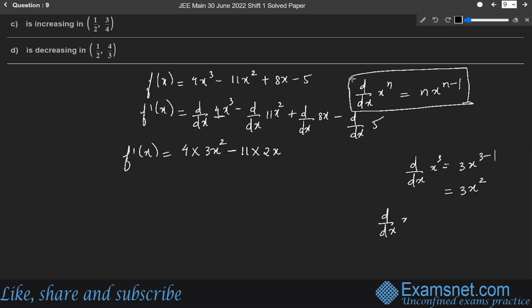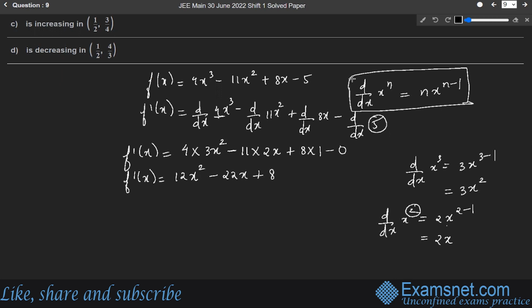See, d by dx of x square will be 2 into x power 2 minus 1. So it is equal to 2 into x, right? Because the formula is n into x power n minus 1. So what is n here? 2. So 2 into x power 2 minus 1. So we get 2x plus d by dx of 8x. 8 is constant. So let us take it outside. d by dx of x is 1 minus d by dx of 5. So d by dx of 5 will be 0 since 5 is a constant. So we have f dash x is equal to 4 into 3 is 12x square minus 11 into 2x, 22x plus 8 into 1 is 8.